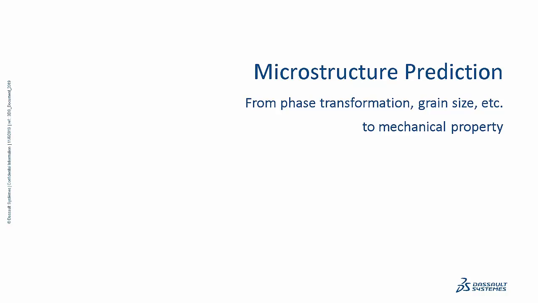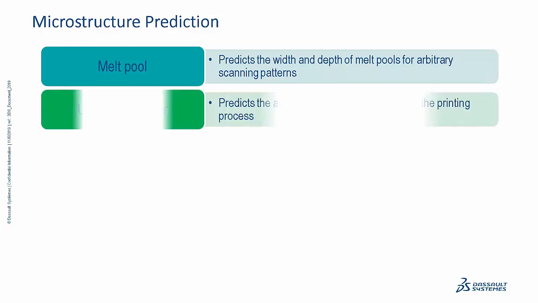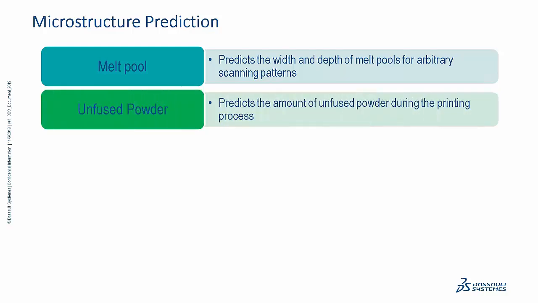The validation results presented so far were based on the part level process simulation. Next, let's take a look at the prediction of the microstructure. Here, the general AM simulation framework was complemented by the generic metallurgical phase transformation framework, which allows us to first predict the width and depth of melt pools for arbitrary scanning patterns. It also predicts the amount of unfused powder during the printing process.